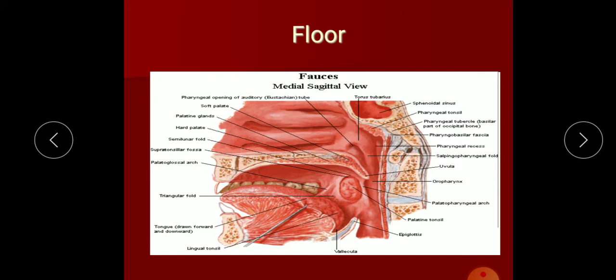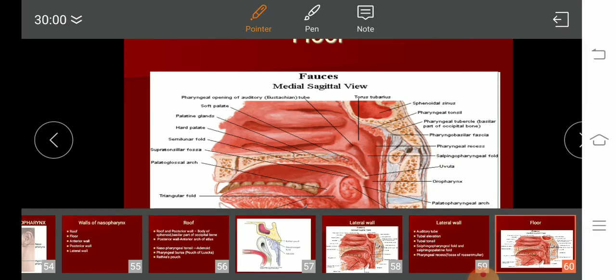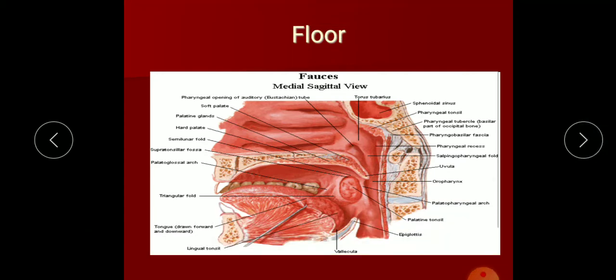So I already told you the floor here is formed by the soft palate and by the nasopharyngeal isthmus. Soft palate here and the nasopharyngeal isthmus. So I told you, through the nasopharyngeal isthmus, the nasopharynx communicates with the oropharynx. So you should know some more details about this nasopharyngeal isthmus. What are the boundaries of this nasopharyngeal isthmus?